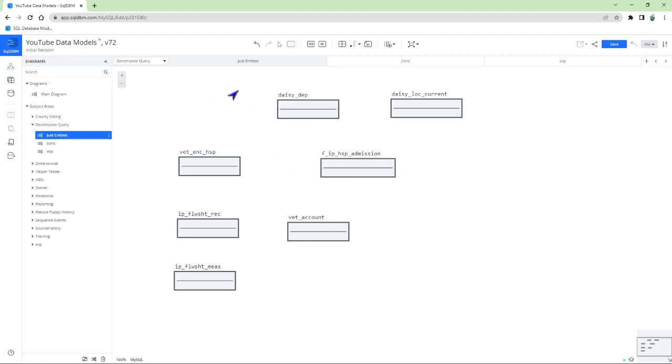So the step that I've already taken is I've gone ahead and created all of the tables just by the names of what was listed there. And we found out from this query that they were using the Daisy department twice in this query. So we only have to represent it once, and it'll relate itself to 2 other tables. And here is the main table, which is the Veterinary Hospital's encounter table, which is when a puppy comes to the hospital.